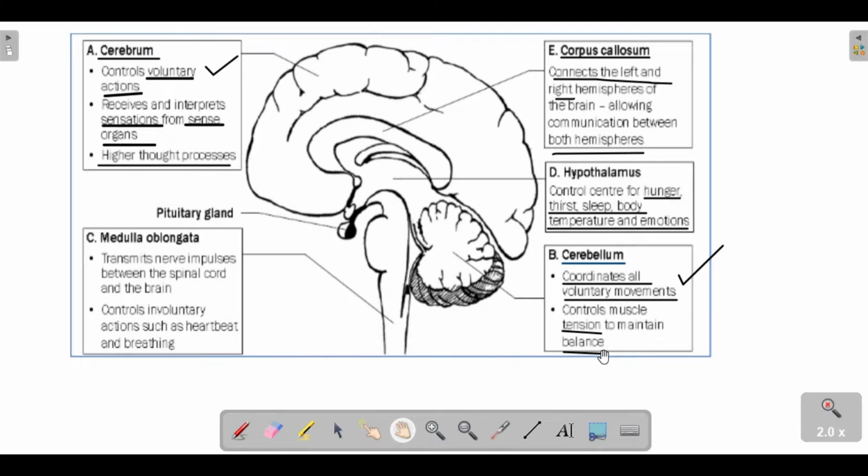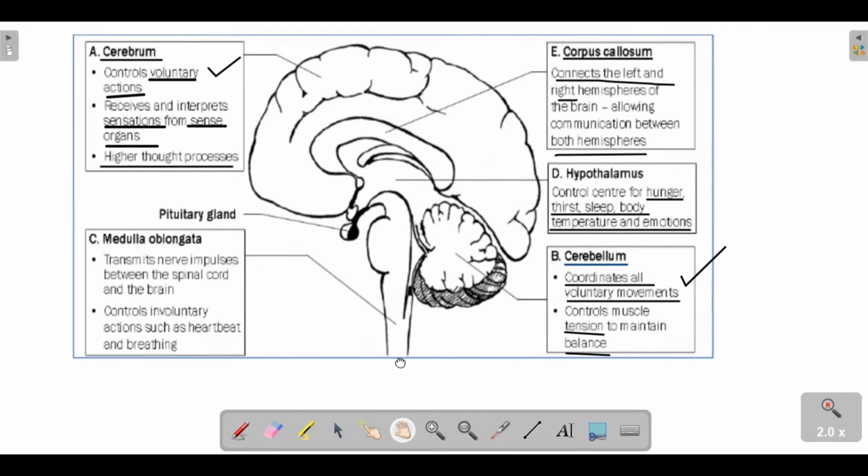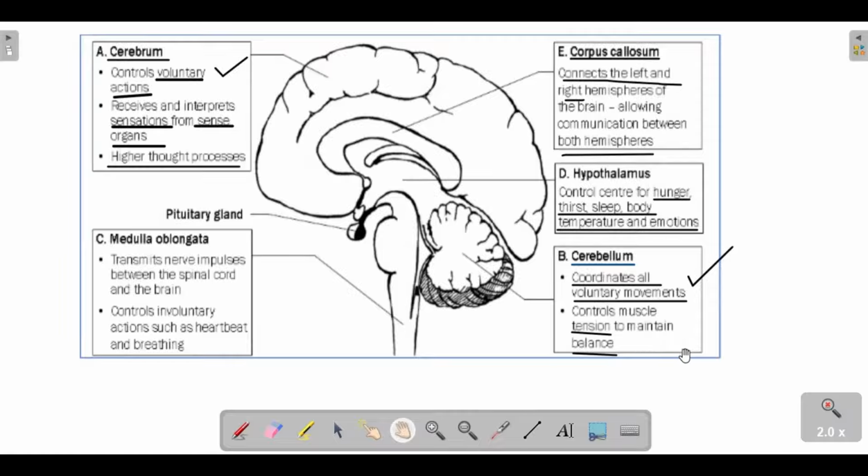Okay, so it has cells that detect the stimulus, convert the stimulus to the nerve impulse, and send the nerve impulse to the cerebellum. The cerebellum interprets that and sends impulses to the muscles to restore the balance. So it has a function of ensuring that you always have the correct balance every time. We'll talk about that when we are doing receptors. So that's the cerebellum. It has those two functions: it coordinates voluntary movements, and it controls tension so that you maintain balance.